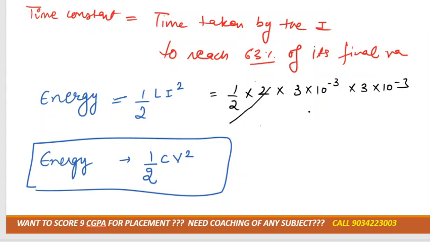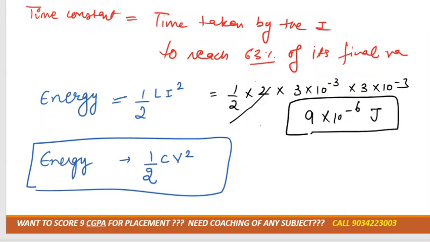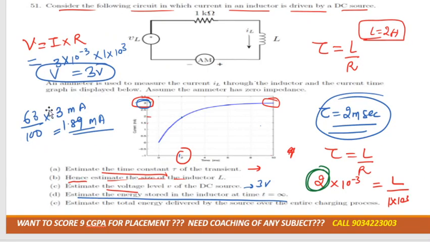2 and 2 cancel. 3 times 3 is 9. So 10 into 10 raised to power 9 into 10 raised to power minus 6 joules. Right? Okay, now this was the answer.